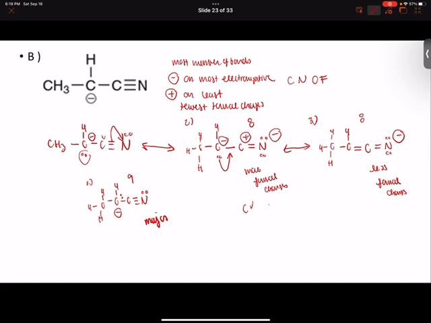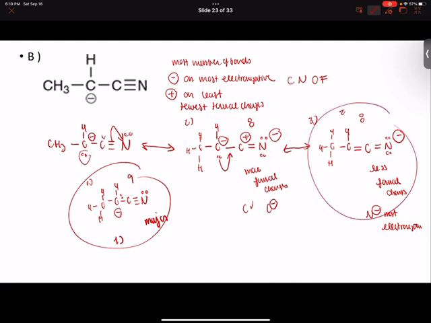We have a carbon with a negative, right? And carbon with a negative is not really the most electronegative, while this one has a nitrogen with a negative. And looking at our molecule, nitrogen is the most electronegative. So this one is going to be the major, in first place. This is going to be second major. And this is going to be the minor.